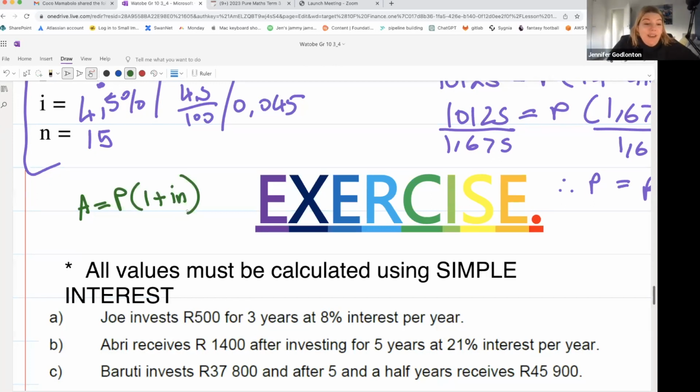So the formula is always the formula, but the letter that we're looking for will be different. So if we have a look here, in A, Joe's investing that money and we're wanting to figure out what the output is. So we want to find out the final amount. Whereas in B, Aubrey receives that after investing it. So we don't know what they have put in. So we'll know one letter, but we don't know the other one.